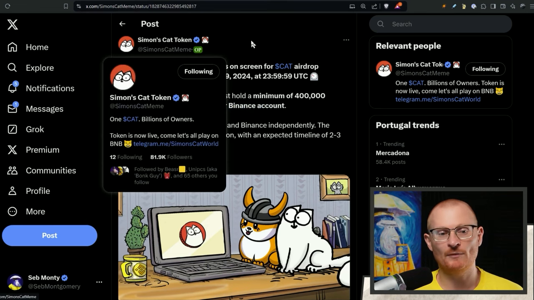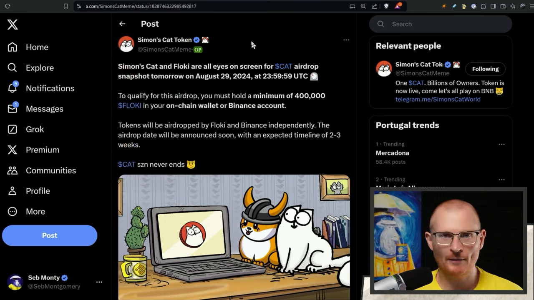Unsure what's going to happen with the CAT token, but remember, I'm bullish on it. I think Bonk Guy is correct. And in terms of an airdrop, an expected timeline is 2 to 3 weeks. On this, you're probably going to ask, after the snapshot, can I sell my Floki? Probably, but I'm going to hold my Floki.